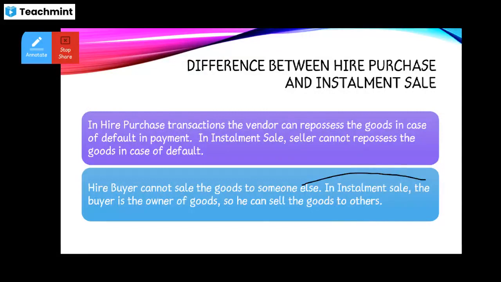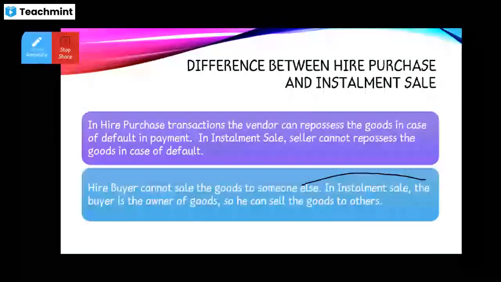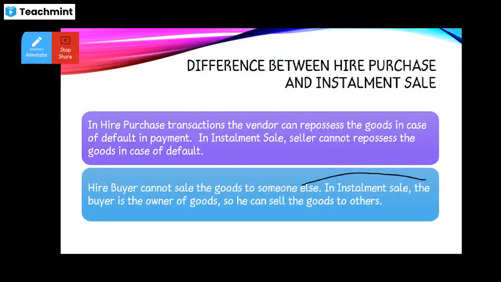But still he is not paying the money to the hire seller or hire vendor, then the vendor has the right to confiscate those goods. He can repossess the goods because the ownership is in the name of the hire seller. The ownership is not transferred. But in installment sale, it is not possible. In installment sale, the seller cannot repossess the goods in case of default. He has no right to forfeit those goods.